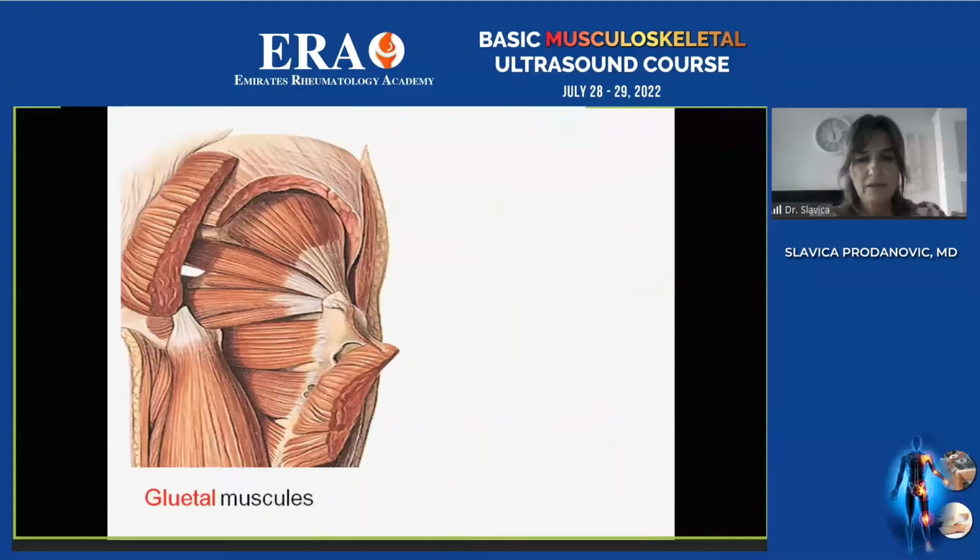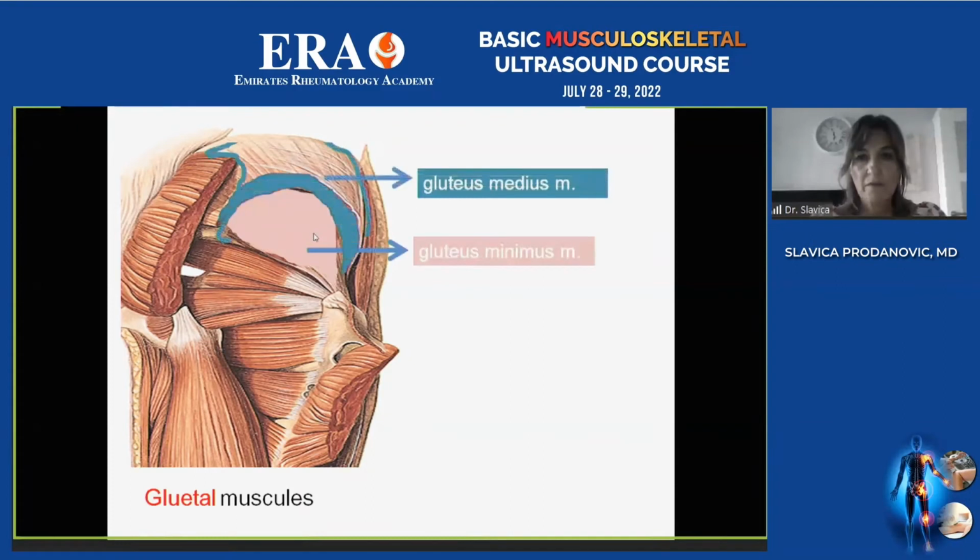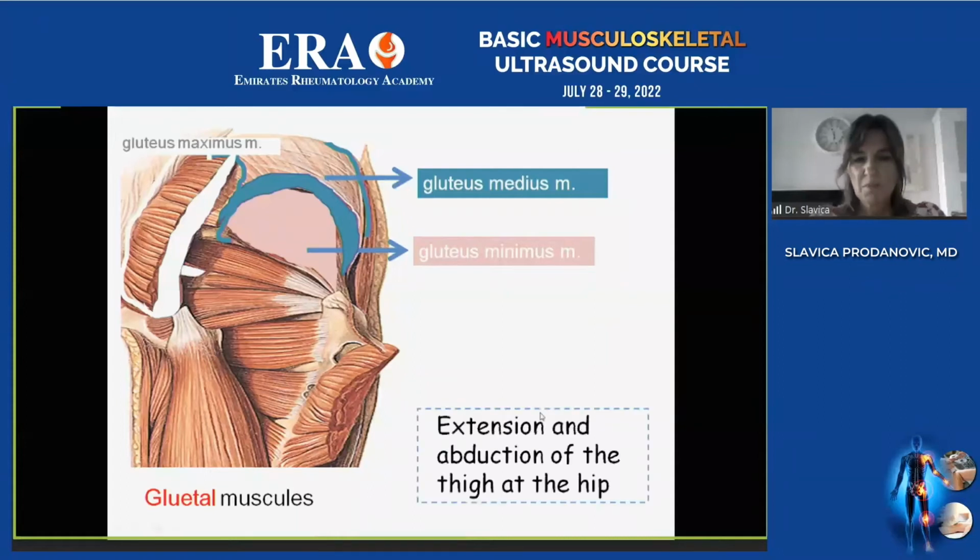And in the end, we have the group of gluteal muscles. As you know, we have the gluteus minimus muscle, the first in deep location, then we have the gluteus medius muscle, and the more superficial is the gluteus maximus muscle. Those muscles provide extension and abduction of the thigh at the hip joint.